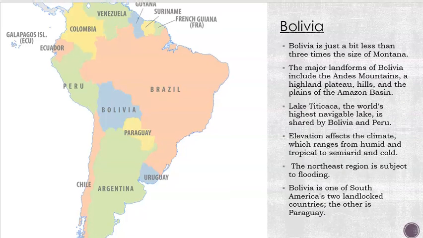Bolivia is a little less than 3 times the size of Montana. It's important to note that Bolivia and Paraguay are the 2 landlocked nations in South America. Bolivia is also home to part of the Andes Mountains and the plains of the Amazon basin. Lake Titicaca is actually the highest navigable lake, and it's shared by Bolivia and Peru. Elevation affects climate. As we know, the higher up you go, the cooler it gets. The northeast region is subject to flooding.